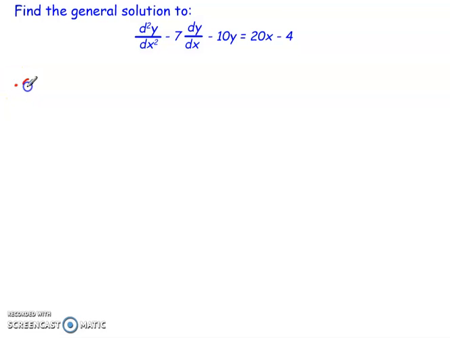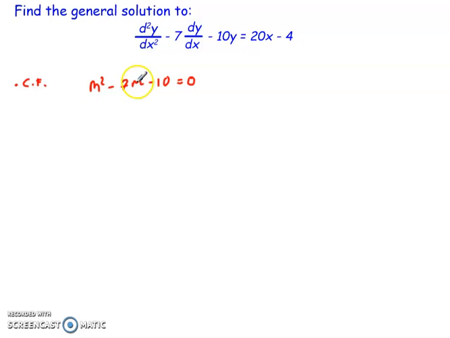So first part, I want to find the complementary function. In order to do that, what we have to do is rewrite this such that we get m squared minus 7m minus 10 equals 0. Remember, we get the complementary function from solving the homogeneous version of the equation. Then we get the particular integral by looking at the next part.